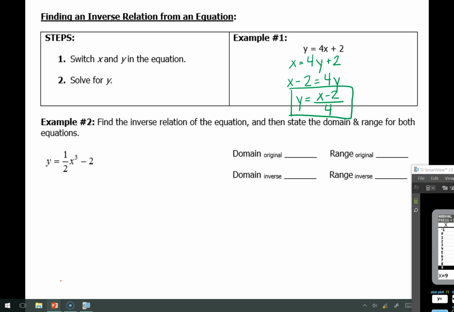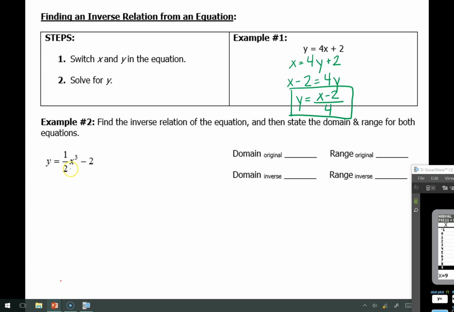So let's look at another example. Let's find the inverse relation for the equation and then also figure out the domain and range for both. I'd like to do the domain and range for the original function before I do anything else. Now, if you want to do this with a calculator, you can graph this in the y equals and then figure out your domain and range by looking at the picture. What's the interval for the domain, what's the interval for the range.